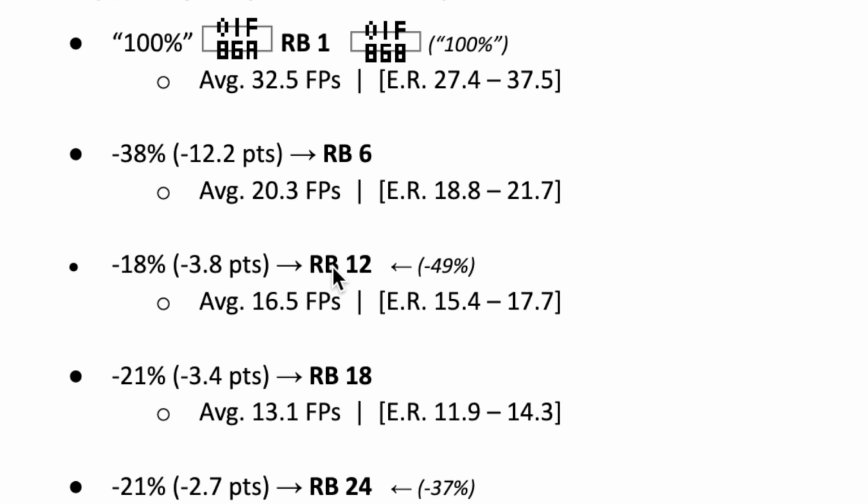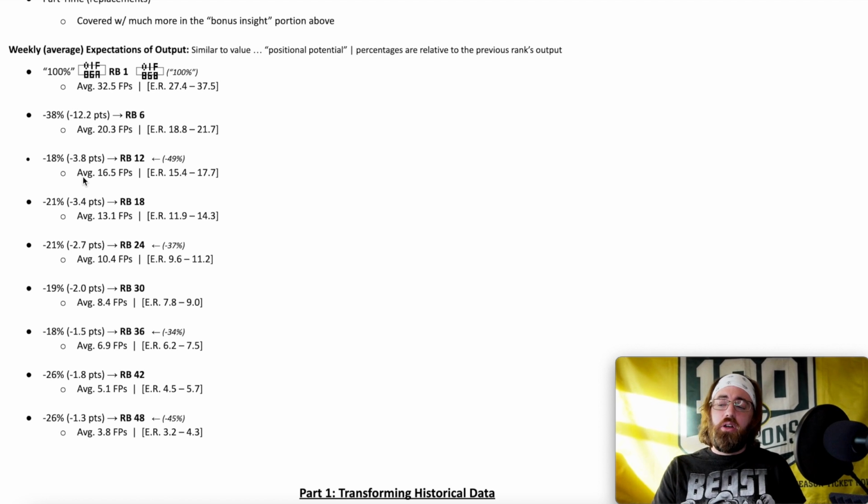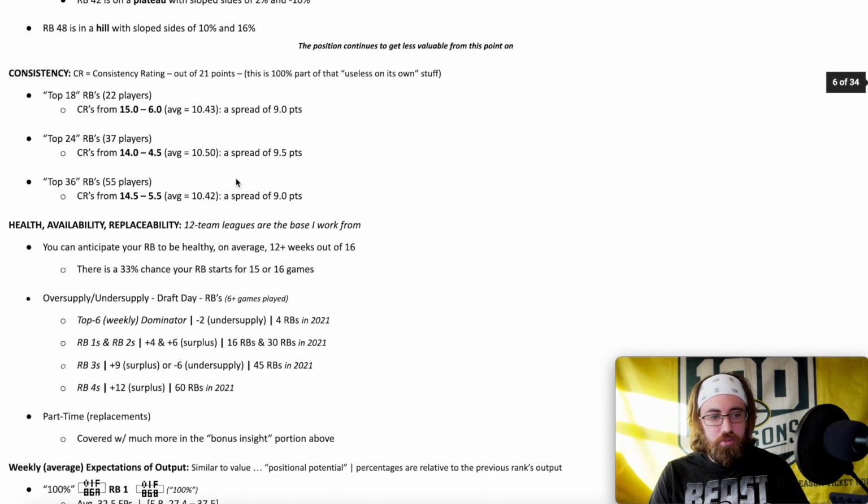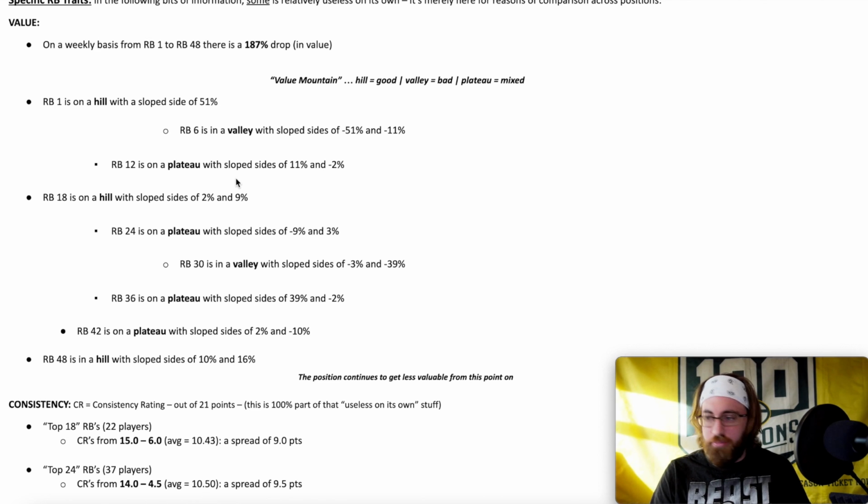And what this basically shows us is how the position is degrading, at what rate that degradation is occurring at different spots as we look throughout the position, how quickly the fantasy points are dropping off, being shed off of the position. And much like all of the other data, by taking this data and going one step further with it, we come to Value Mountain.